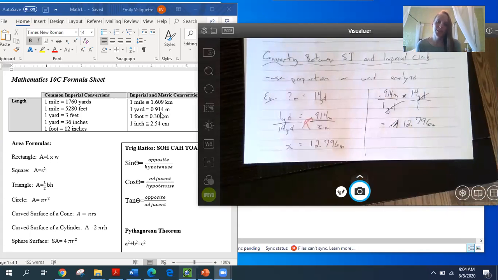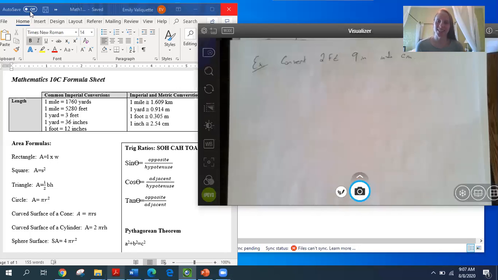So whichever of those methods you prefer, you can use, but that is how you would convert between SI and imperial units. The last thing we're going to look at is if more than one imperial unit or more than one metric unit is involved. For this last example, I have told you to convert 2 feet 9 inches into centimeters. So I have given you more than one unit to convert.